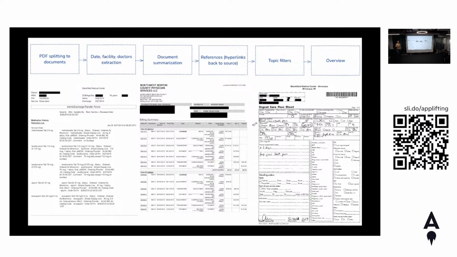At the top of this slide are these sub-problems, as we call them, and they follow a sequential flow from the input to the output. The first thing is this already famous splitting problem that Tom talked about a lot. We get a PDF and we need to chop it into discrete documents. For those we then do what we call Trinity extraction: for each of these we want to extract the date, facility and the doctors. Then we do the summarization, add references, and then we put some filters on top of the summarization, and then we have this overview section. It's basically a meta summary of the whole medical record.